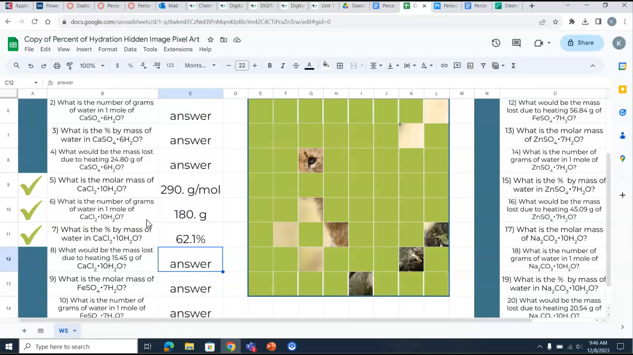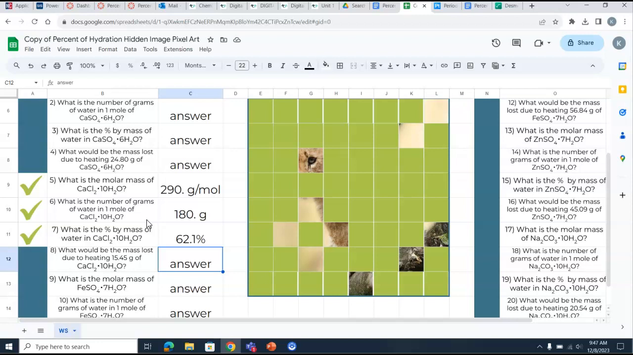All right. And then finally, what would be the mass loss due to heating of 15.45 grams of that calcium chloride decahydrate? So if you think about heating a substance, water, when it's heated, it evaporates, right? So what this is asking us is if we have this amount of this molecule, if it's heated and the water is lost, how much is going to be lost in grams? So it sounds kind of complicated, but really it's just asking what percentage of this particular amount of this molecule is going to be lost.